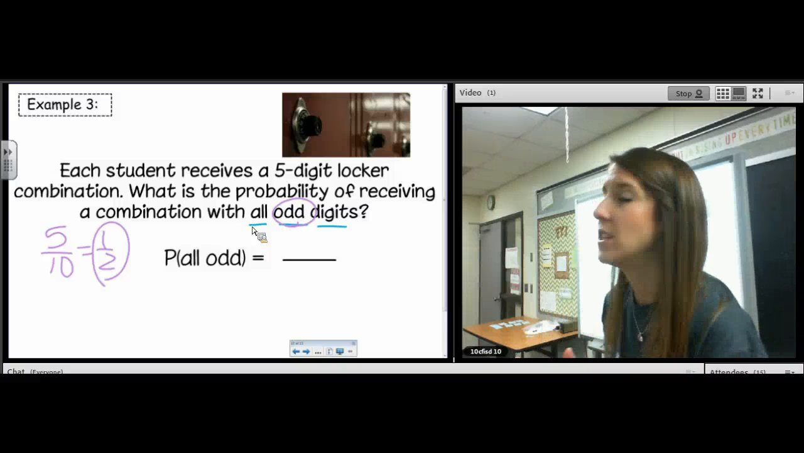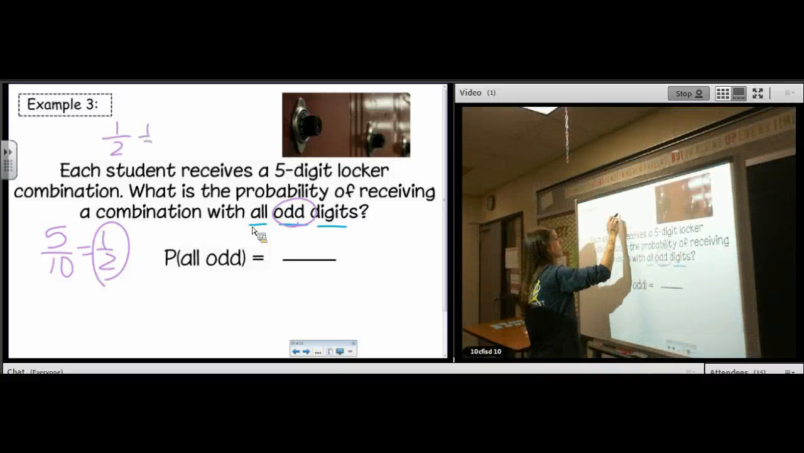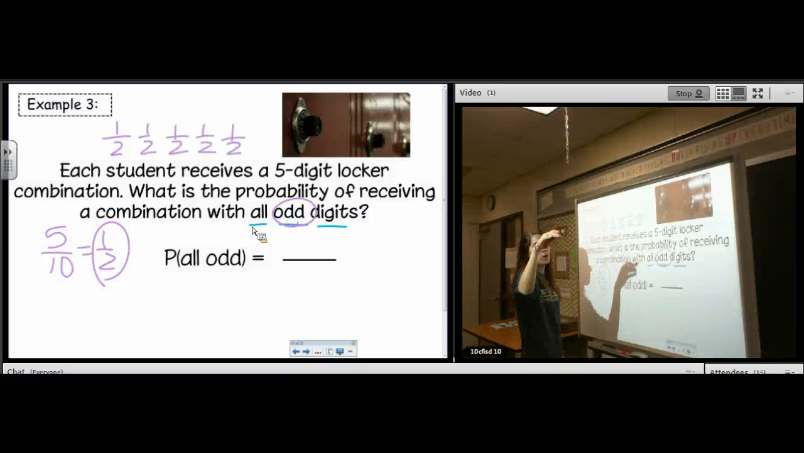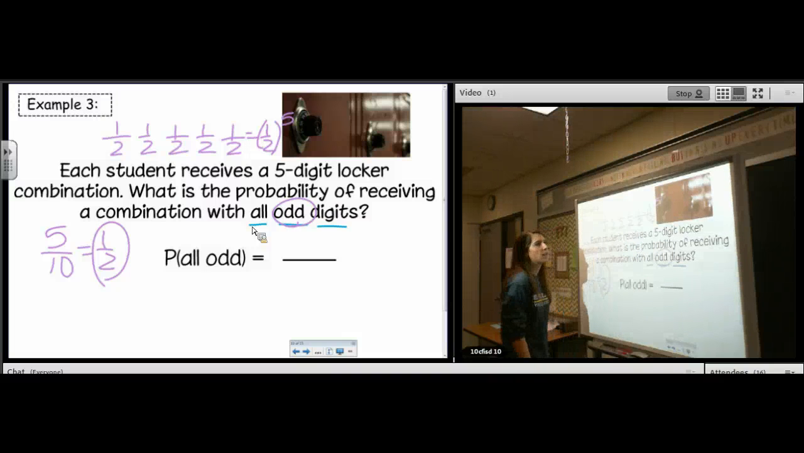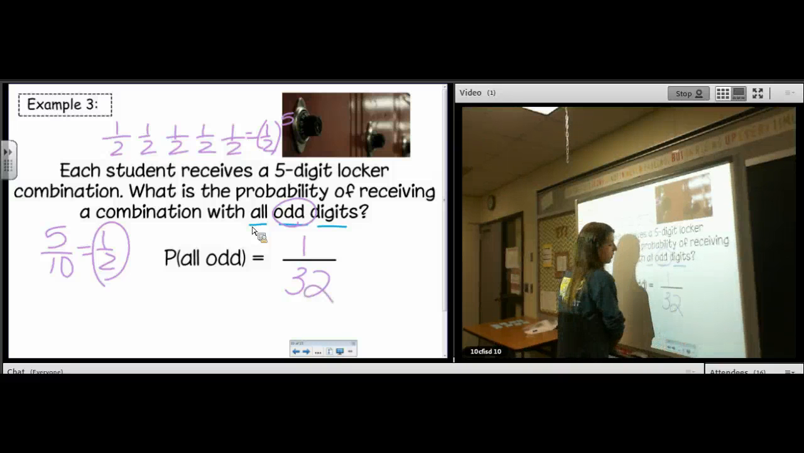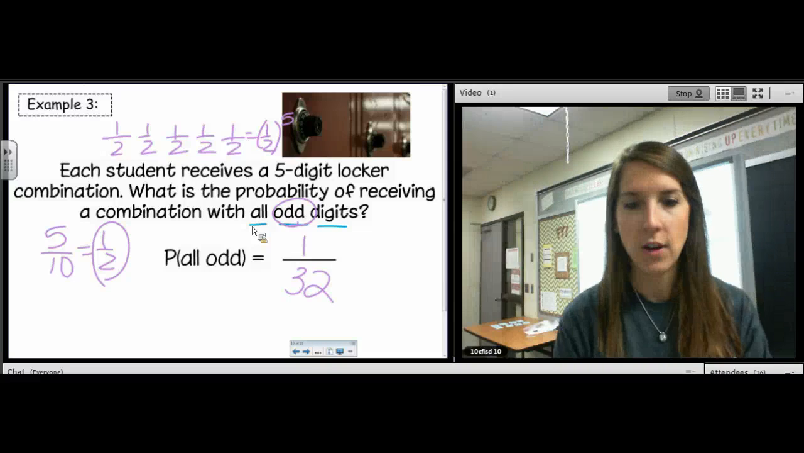Now, it's a 5-digit locker combination. So on the first digit, you've got a 1 in 2 chance. On the second digit, a 1 in 2 chance. On the third digit, a 1 in 2 chance, and so on. So what this really is, is a 1 in 2 chance raised to the 5th power. 1 to the 5th power is 1, and 2 to the 5th power is 32. So you've got a 1 out of 32 chance that all of the digits will be odd. Very good.